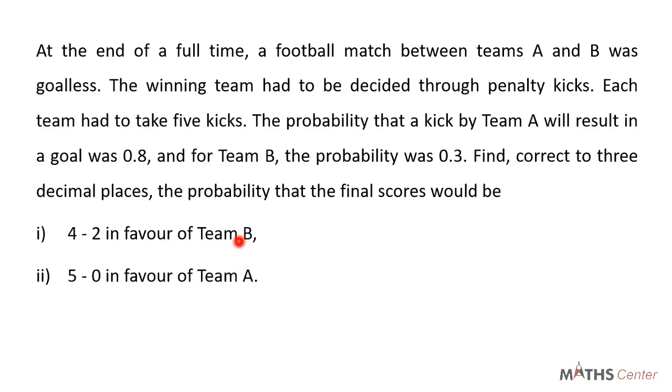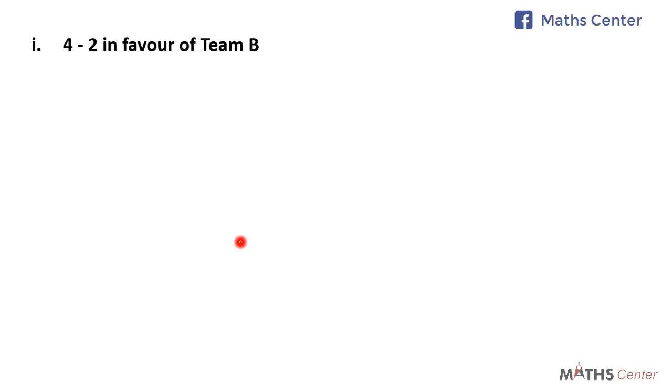Let's consider the first one. The probability that the final scores will be 4-2 in favor of team B. If the final score is 4-2 in favor of team B, then it means that team B scores 4 and team A scores 2.